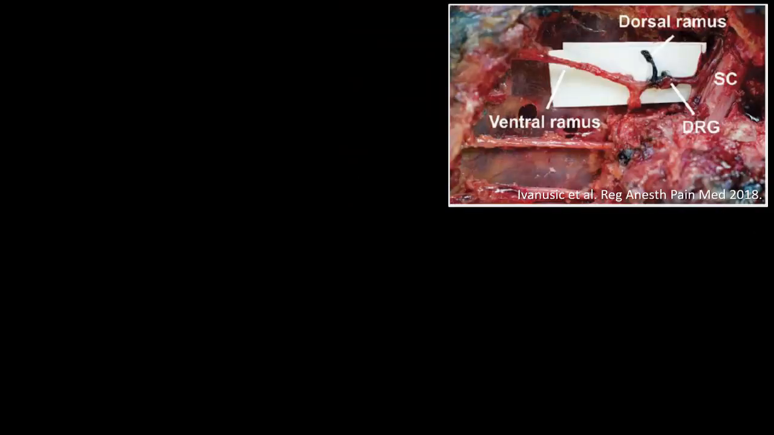Now, much is also made about the absence of staining of ventral rami in the negative cadaveric studies, and this is a figure from one such study by Ivanusik and colleagues. They point out that the ventral ramus was almost never stained, just the dorsal ramus. However, if you look a little more closely, you can see that the injectate has tracked along the dorsal ramus all the way to stain the spinal nerve root and the dorsal root ganglion that sits in the intervertebral foramen.